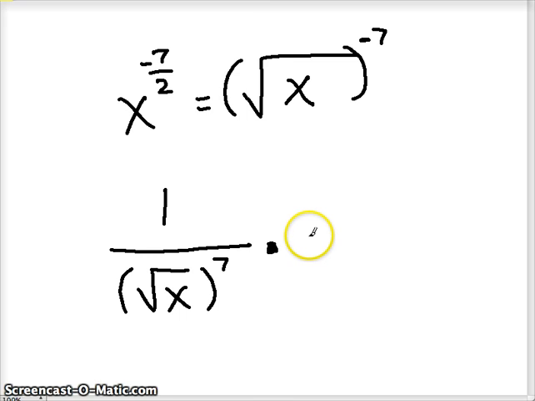Otherwise, keep practicing simplifying any roots and any exponents.